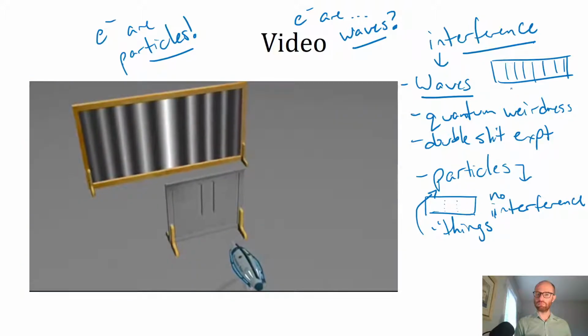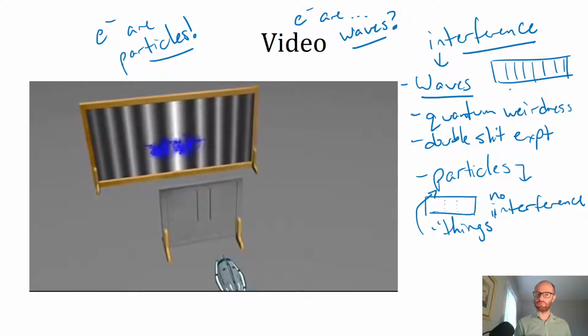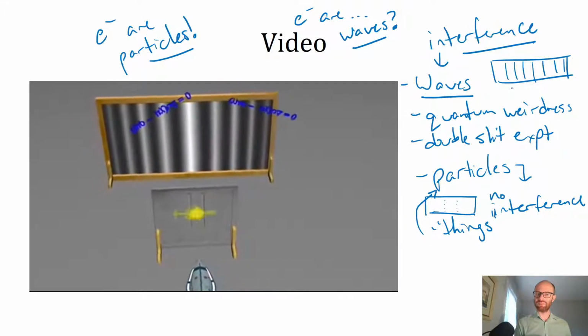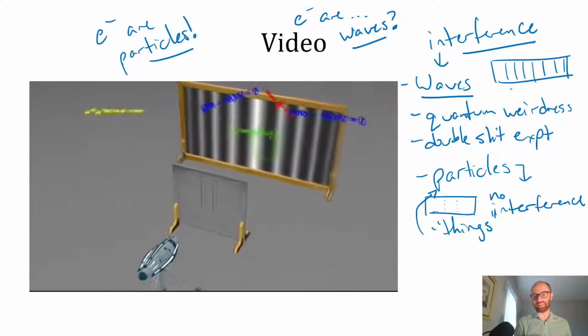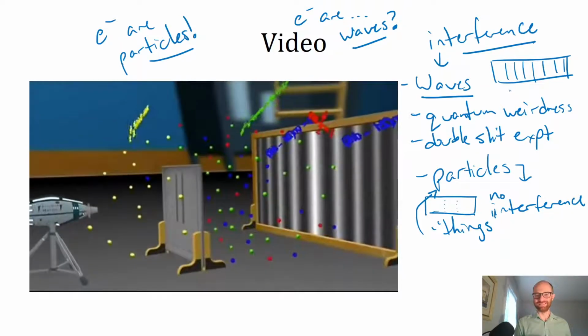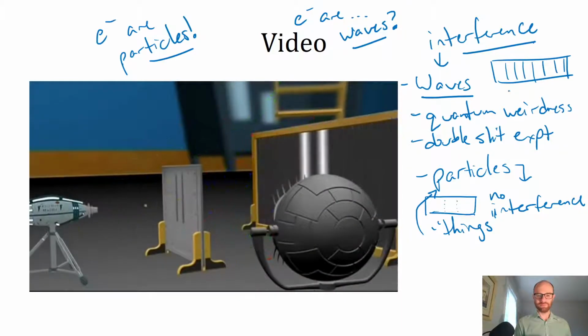But mathematically, it's even stranger. It goes through both slits, and it goes through neither. And it goes through just one, and it goes through just the other. All of these possibilities are in superposition with each other.